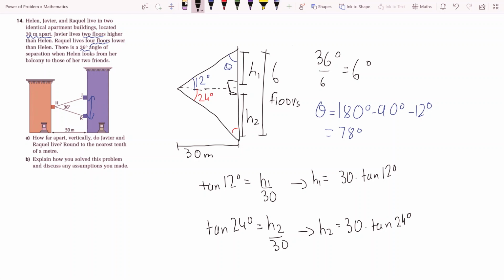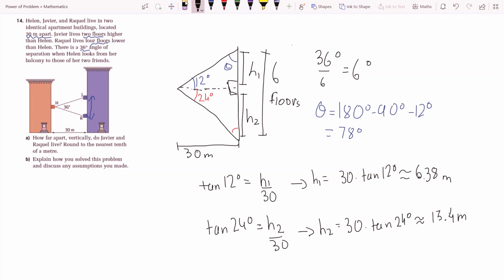So the values of these would approximately be 6.38, and I'm rounding it to 3 significant digits, and then the value for this one would be approximately 13.4, my bad, 13.4 meters.